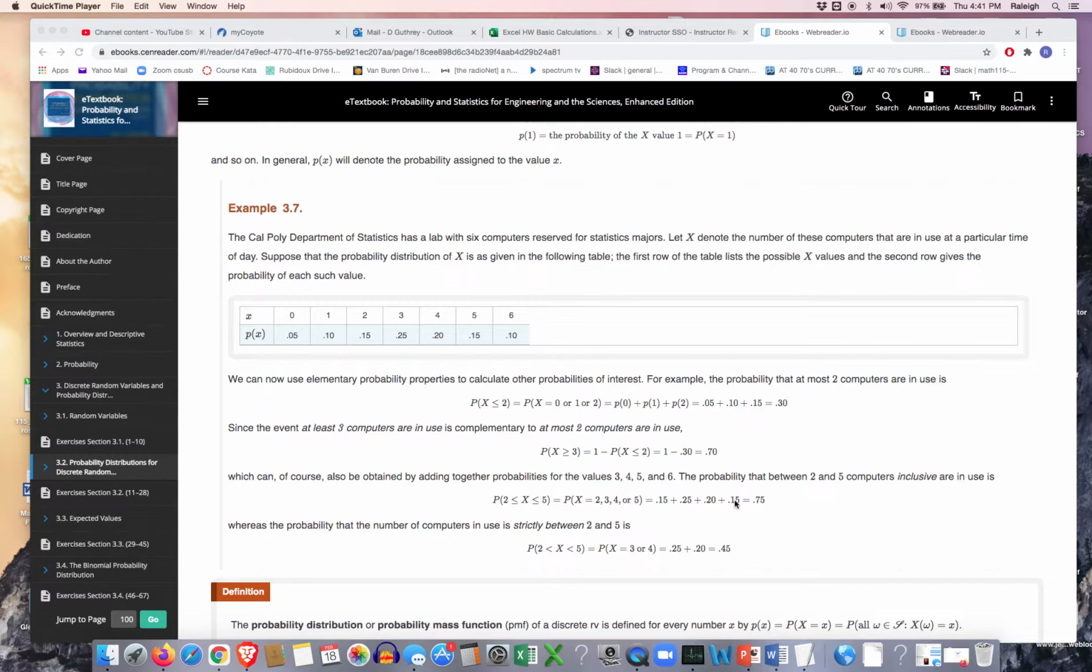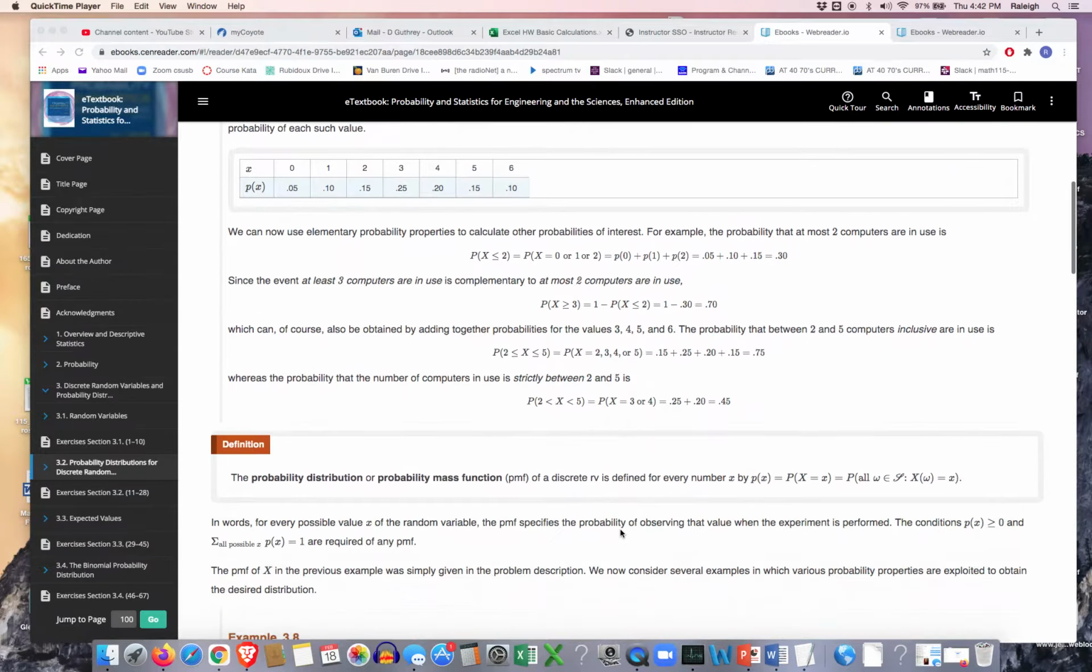Same idea. What if we ask between 2 and 5 computers inclusive are in use, which includes the 2 and the 5, of course. And so we add up all 4 of those probabilities to find a 75% chance of that event occurring. Now, if it's strictly between 2 and 5, this book makes a big deal out of this. Other books don't so much, but if it does not include the 2 and the 5, notice how we do not have the equal signs anymore. It's between 2 and 5, so 2 is not included, 5 is not included. It's just 3 and 4 that are available. Now we're down to only a 45% chance. They're still the 2 most popular ones, but it's a lot less than the 75% from before.